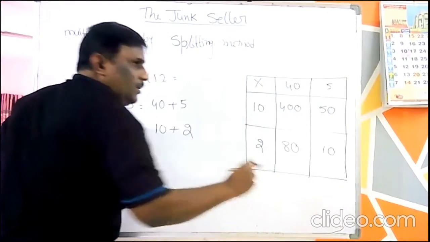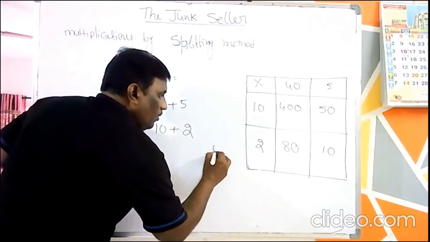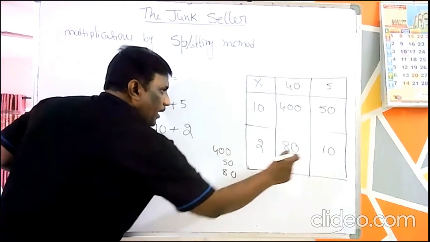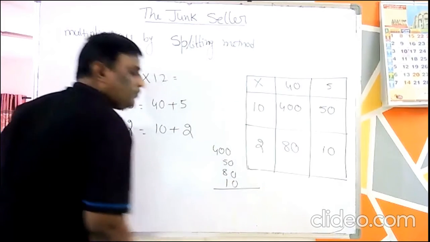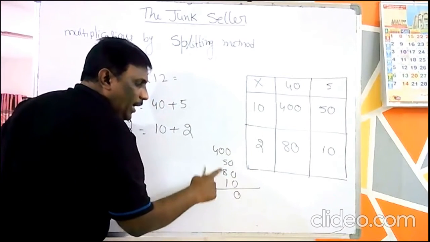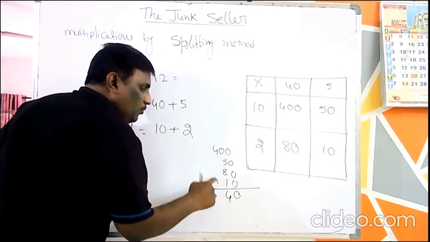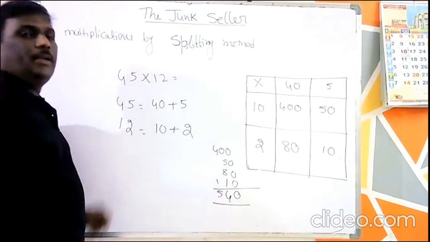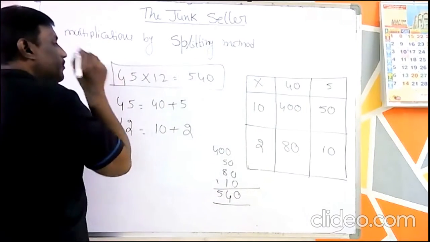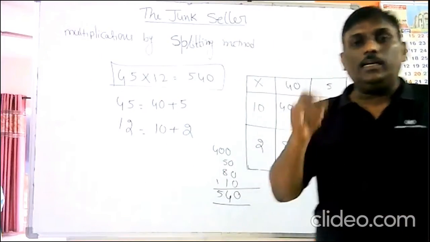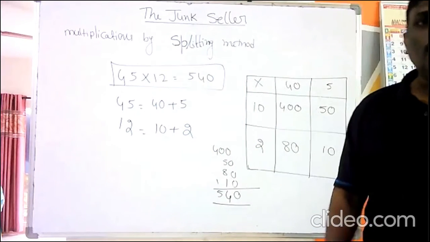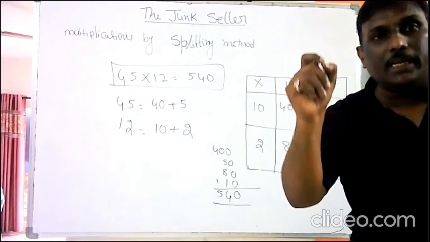Whatever results you got in the table, these 4 you have to add. 400, 50, 80, 10. 0 plus 0 plus 0 plus 0 is 0. 8 plus 1 is 9, 9 plus 5 is 14, 4 and carry 1, so 540. So the result is 540. Instead of direct multiplication, you can do it like this also. This is called multiplication by the splitting method.